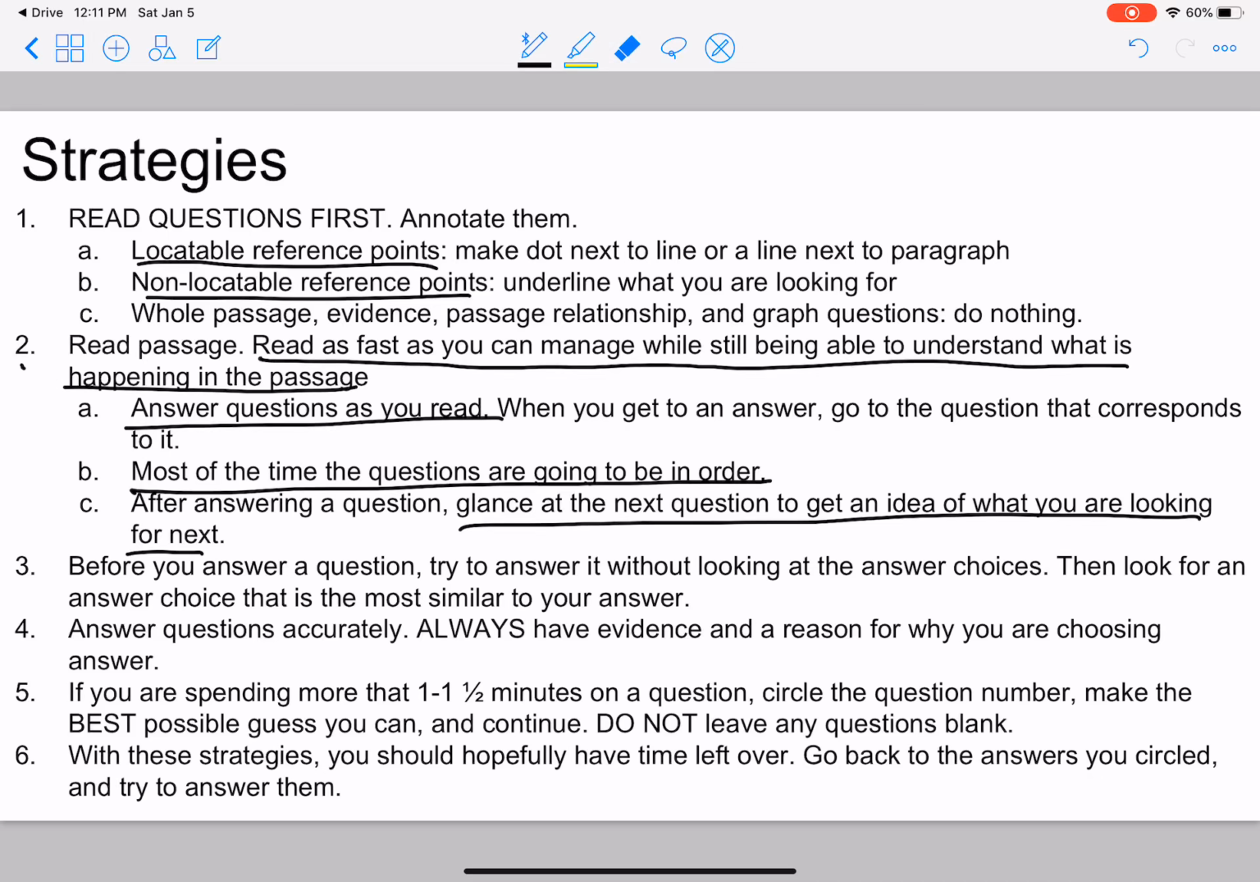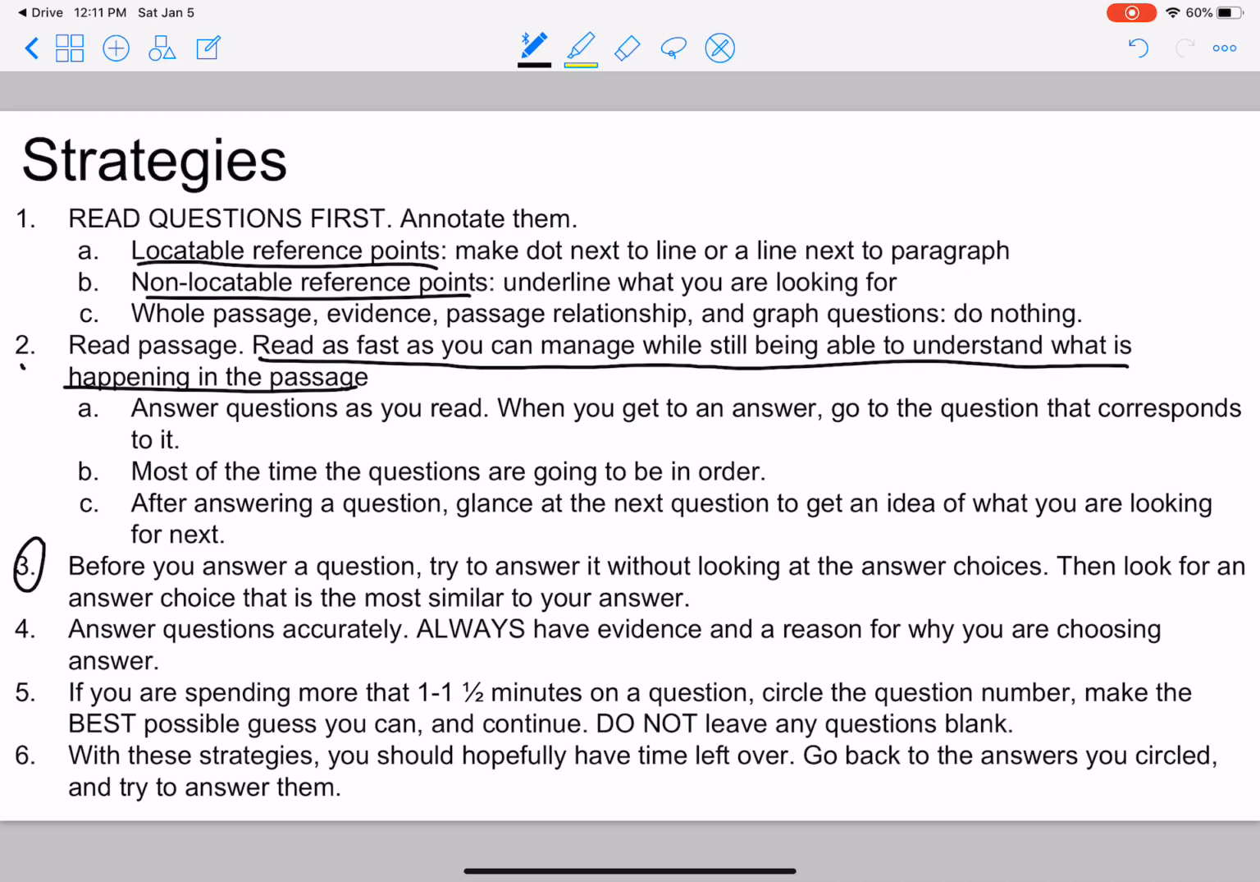Okay, so that's just a way to make sure that it's fast. You only have to read the passage once. It makes sure that you kind of stay awake, that you have something to look for, that you're actively interacting with the passage, and that's going to help you a lot.